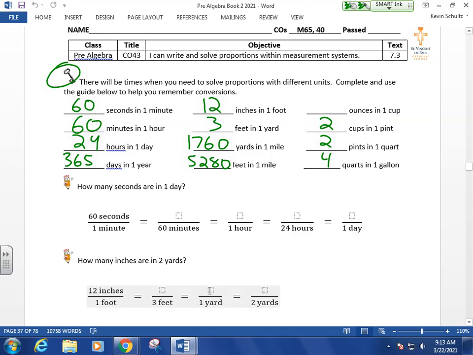So then back to the top one there, how many ounces in a cup? How many ounces in a cup? Connor? 10. Not 10. Aiden? 8 ounces? 8 ounces in a cup. 16 ounces in a pound, 8 ounces in a cup.